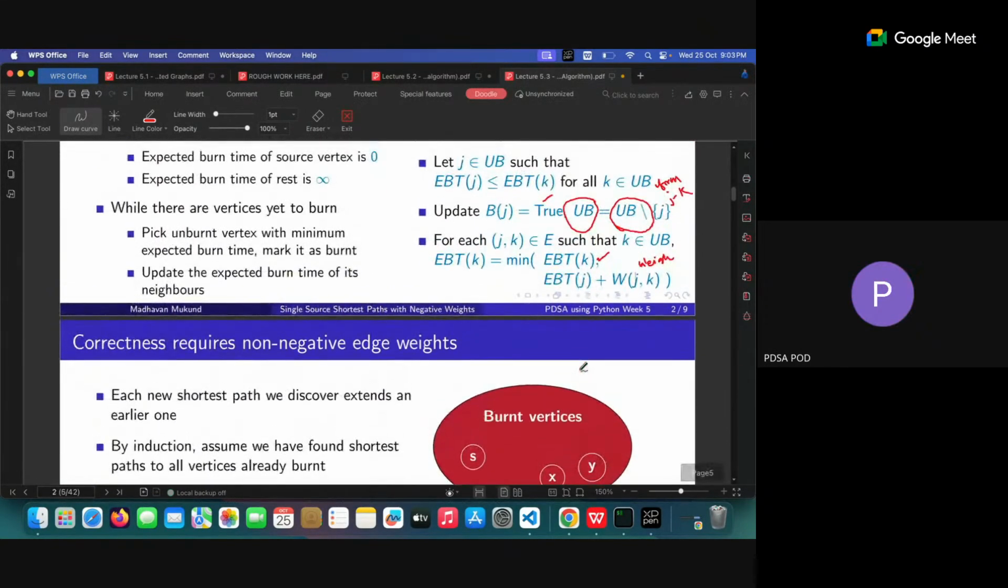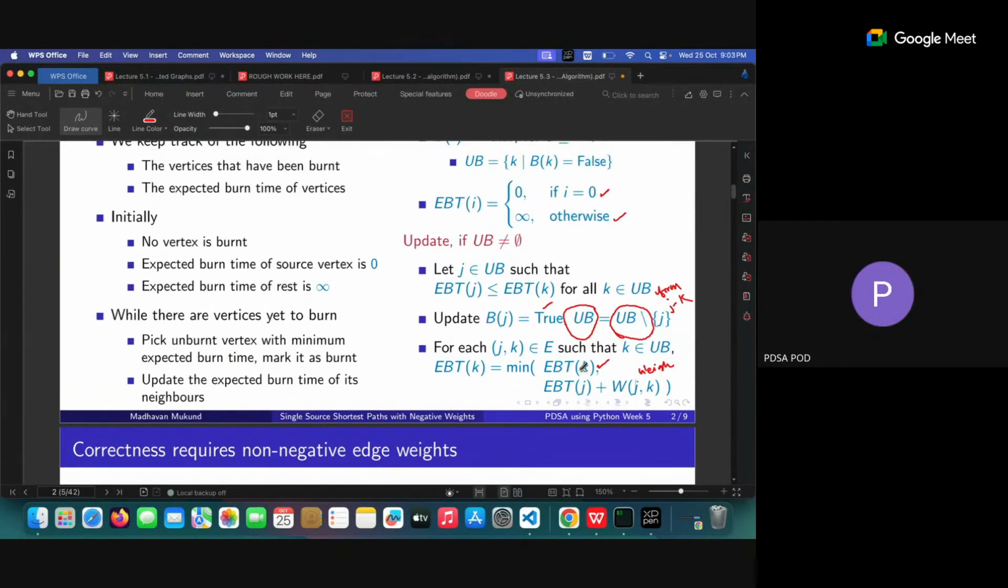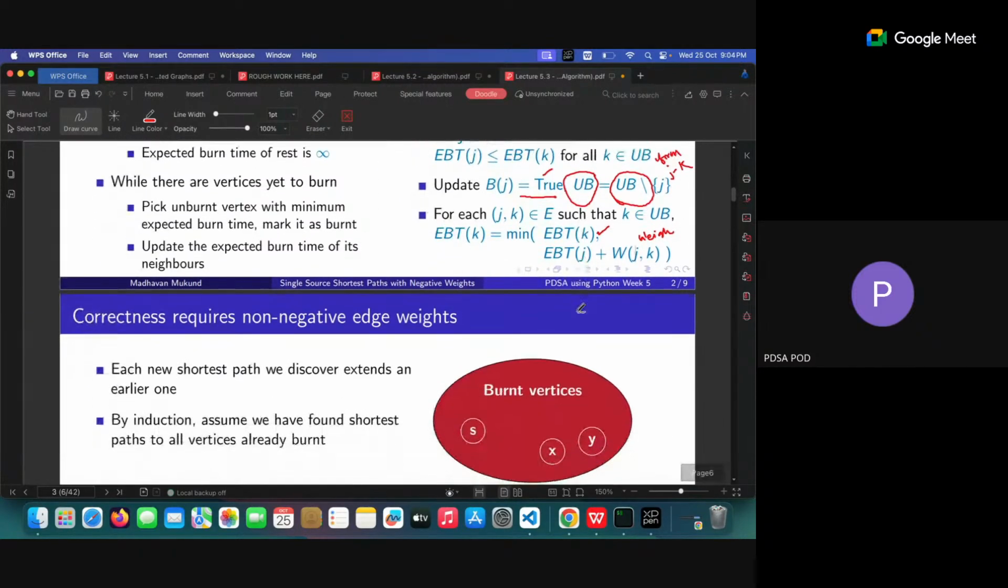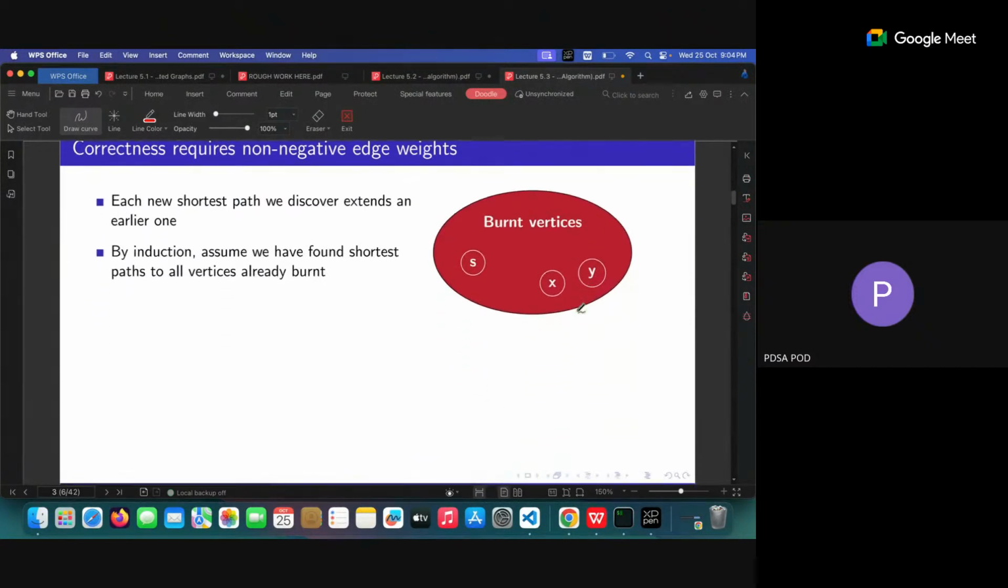EBT means expected burn time. B means burn time, expected burn time. UB is the unburnt vertex. So once the burnt vertex of j is true, the unburnt set is the remaining, unburnt minus j. Here the subtracted difference is again the unburnt set, updating it. Okay, so here again they explained Dijkstra's algorithm.